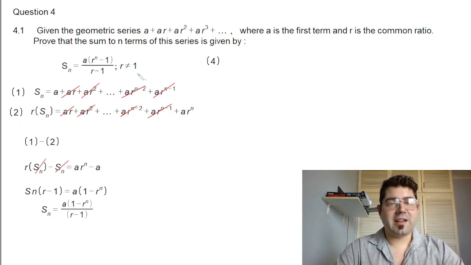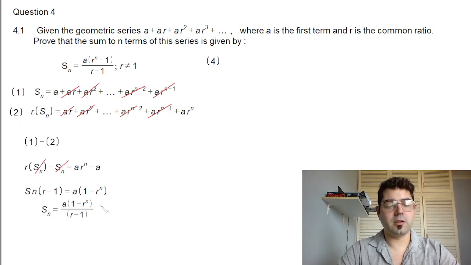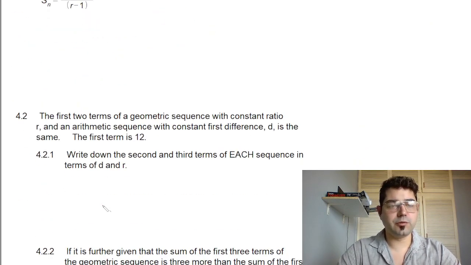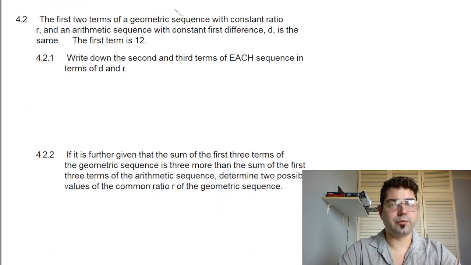The reason why they have that r is not equal to 1 there is because if r was equal to 1, it would break this expression. It would make the denominator equal to 0, and we know we're not allowed to divide by 0. Cool. Let's move on to 4.2.